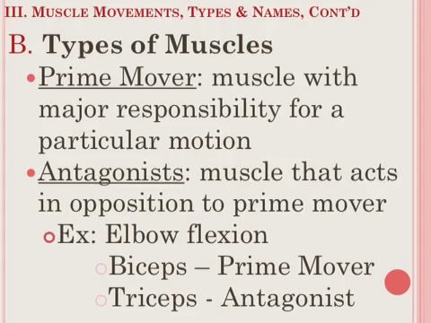Types of muscles. You have a prime mover muscle, which is the muscle with the major responsibility of a particular motion. For example, it's the muscle that is actually causing the movement. Your antagonist is the muscle that acts in opposition to the prime mover. So, for example, for elbow flexion, your biceps is your prime mover, your triceps are your antagonist. So the biceps is what moves the bone, and then the antagonist is what moves it back.